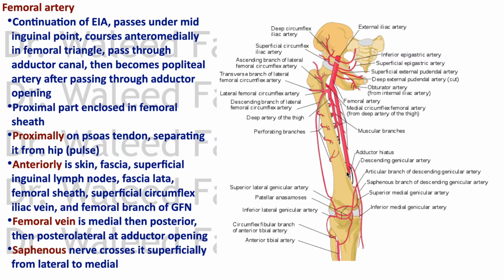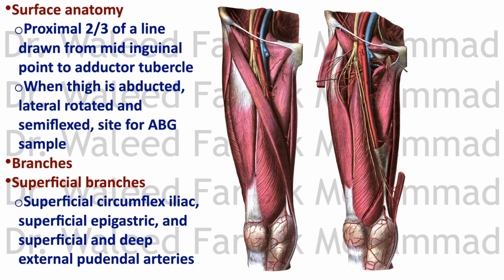The saphenous nerve crosses the femoral artery from lateral to medial, so it crosses it superficially as it goes down to supply the medial side of the leg, till the middle of the leg, and the medial side of the big toe. This is the saphenous nerve.